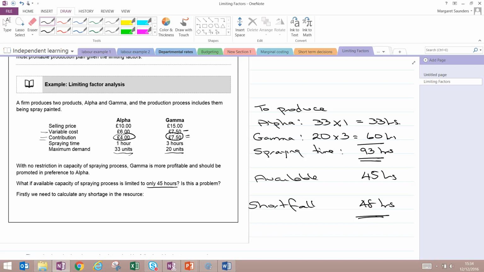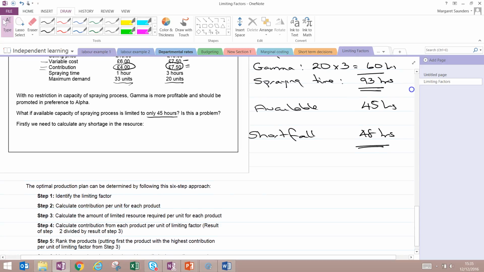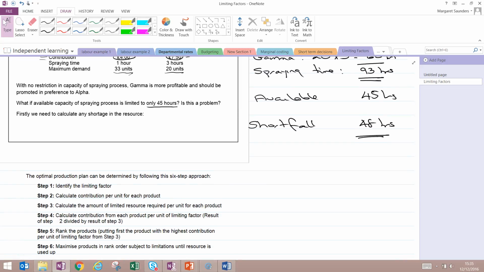Well, we know that we always want to maximise our profits, and therefore we need to maximise the contribution. Now, there are a number of steps that you need to go through in order to arrive at the optimum production plan. So step number 1 is to identify the limiting factor. What are we short of? Well, we know that.